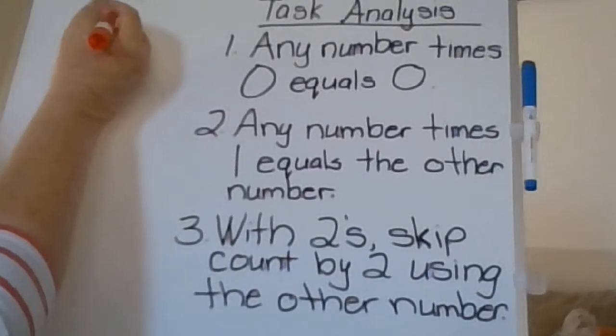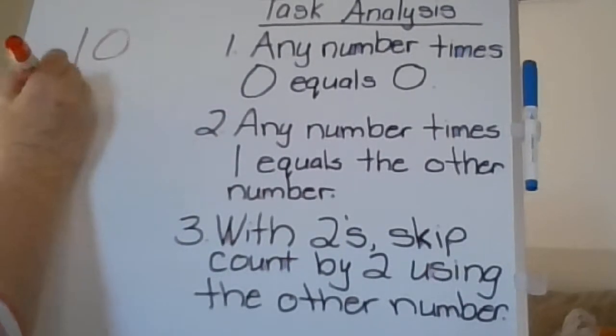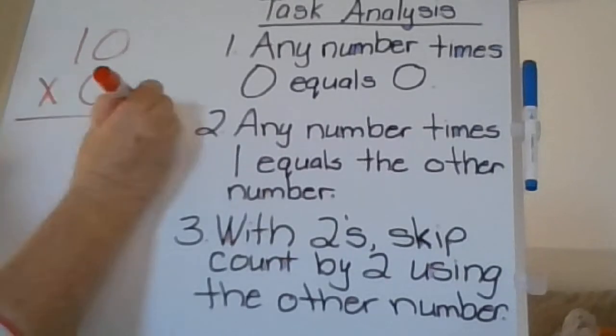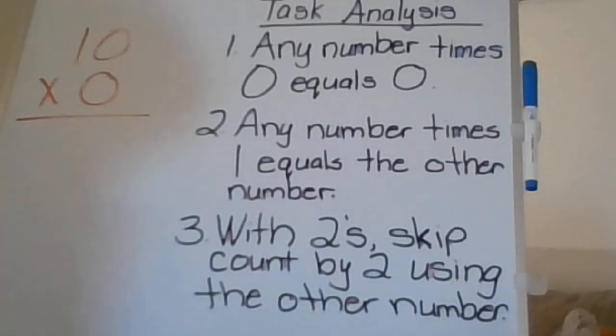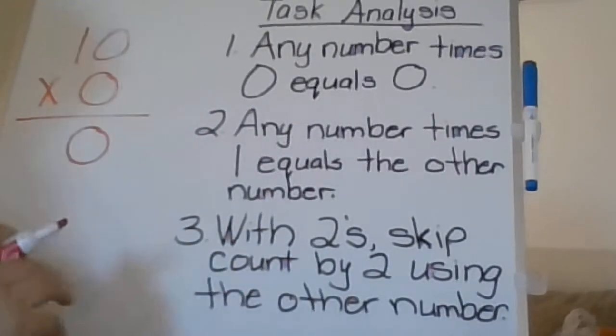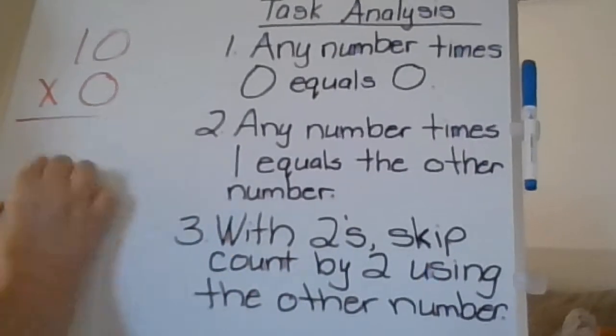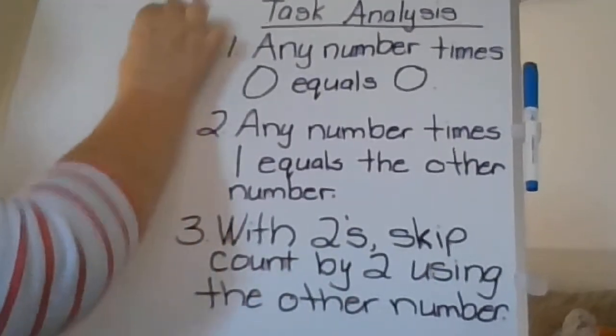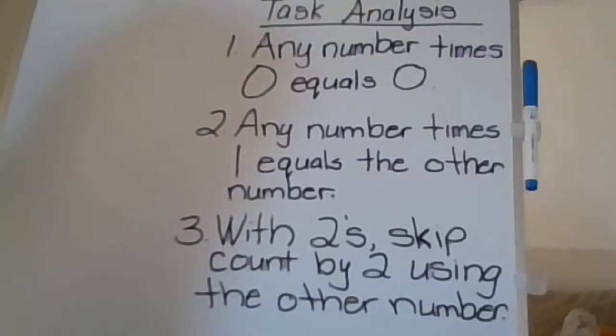If we had 10 times 0, what's our answer going to be? You're right, it is still going to be 0. What if I have 525 times 0? It is still going to be 0. It just doesn't matter, okay? Any number times 0 equals 0.